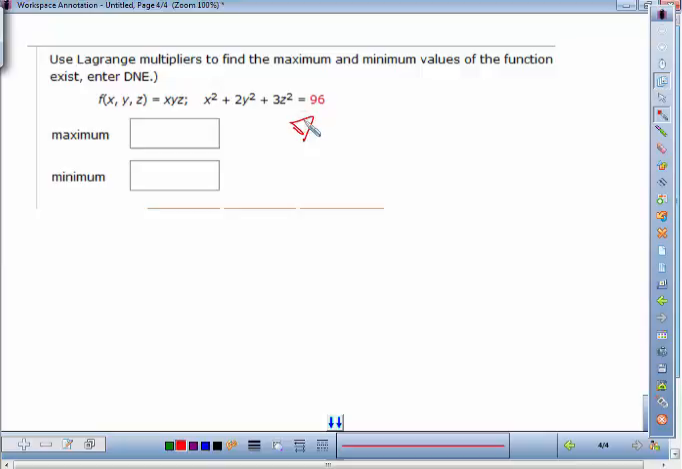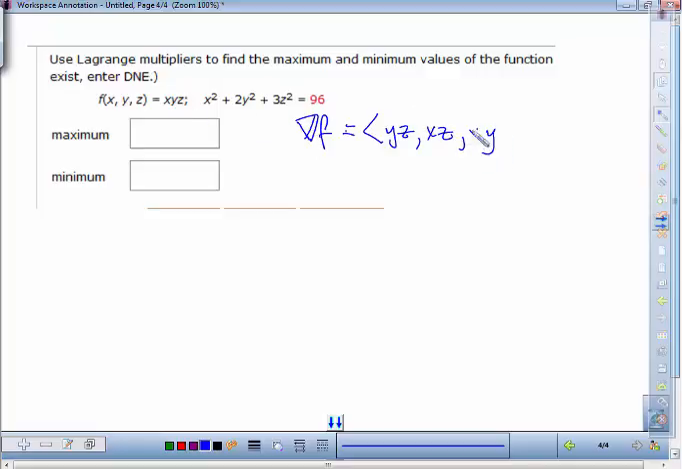So the gradients will look like this. Since our domain is in 3 dimensions, our gradient should be a 3-dimensional vector. The derivative with respect to x, where y and z are constant, is just going to be yz, and then here it's going to be xz, and then xy. If you take those derivatives with respect to x, y, and z.